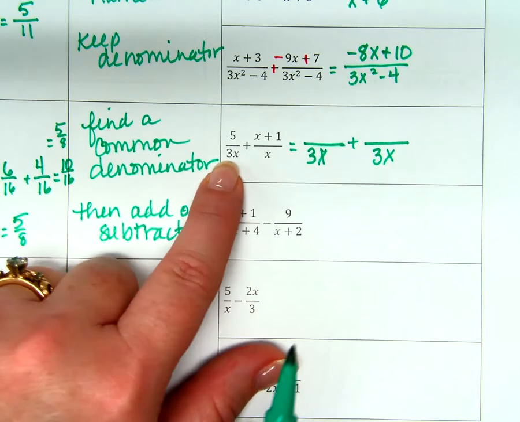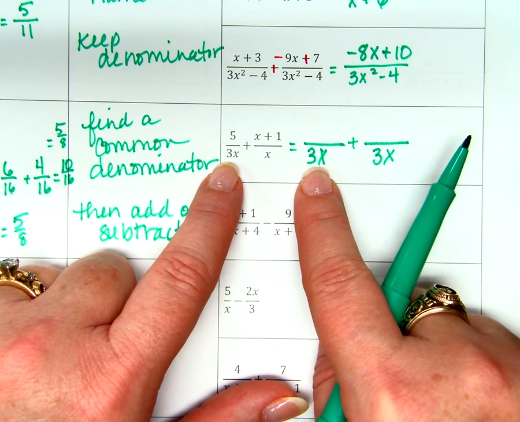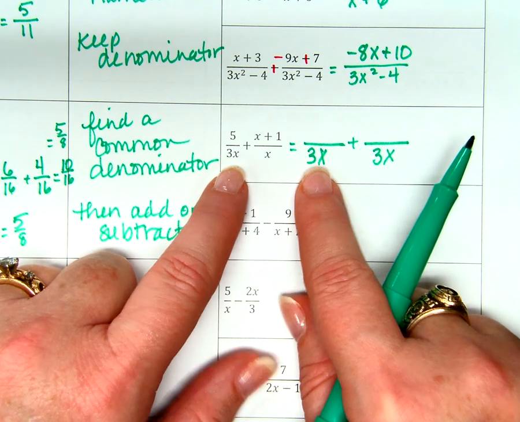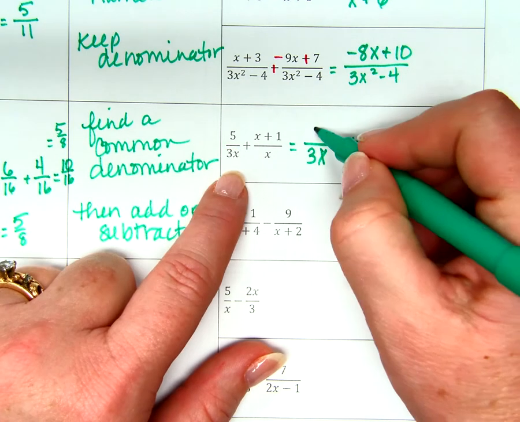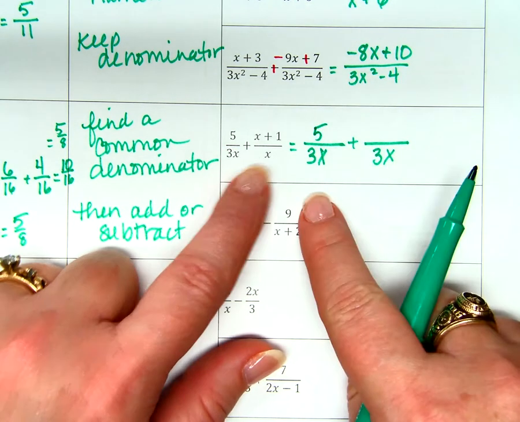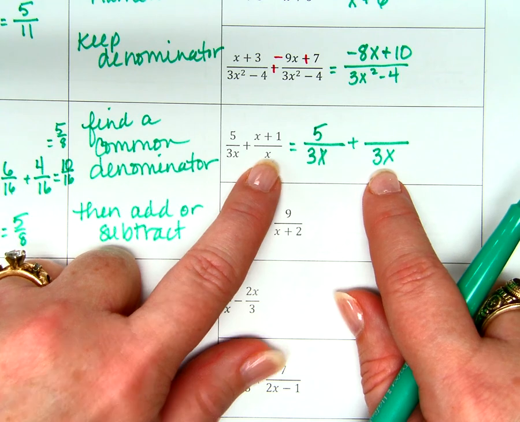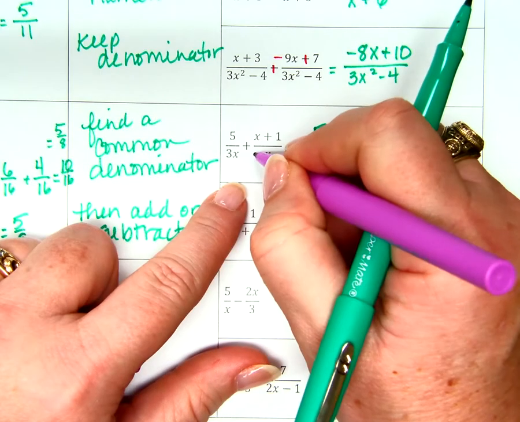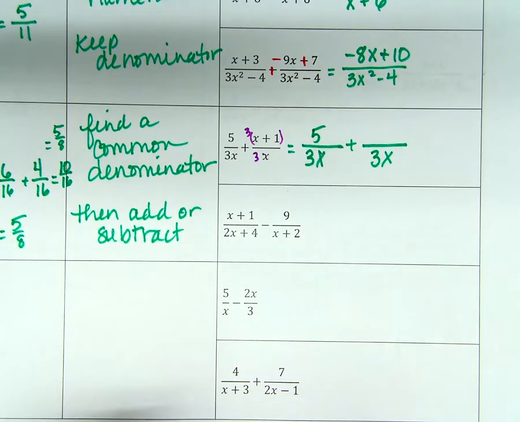So, what does this one need compared to this one? It doesn't need anything, does it? It has the same exact factors. So, what do I do with the numerator? Leave it, right? What is this one missing? What factor is it missing? It has to be multiplied by 3. So if I multiply it by 3, I have to multiply numerator by 3.